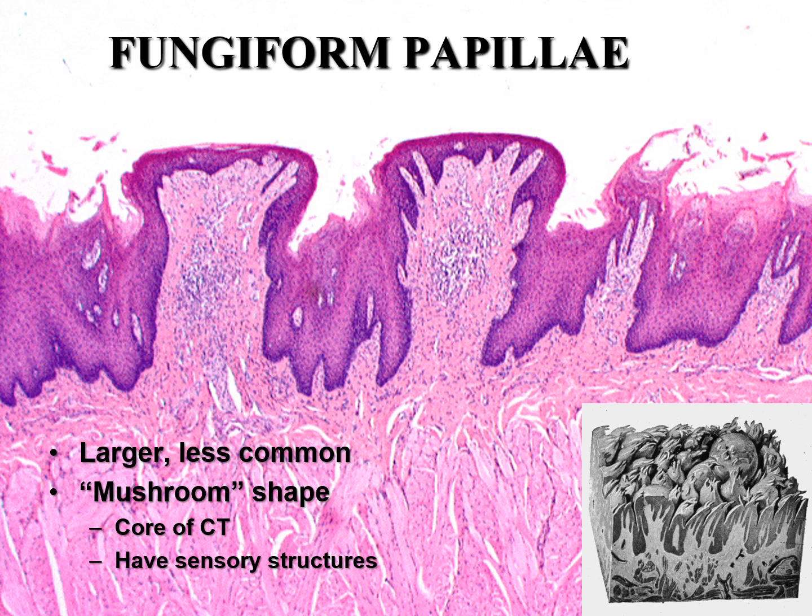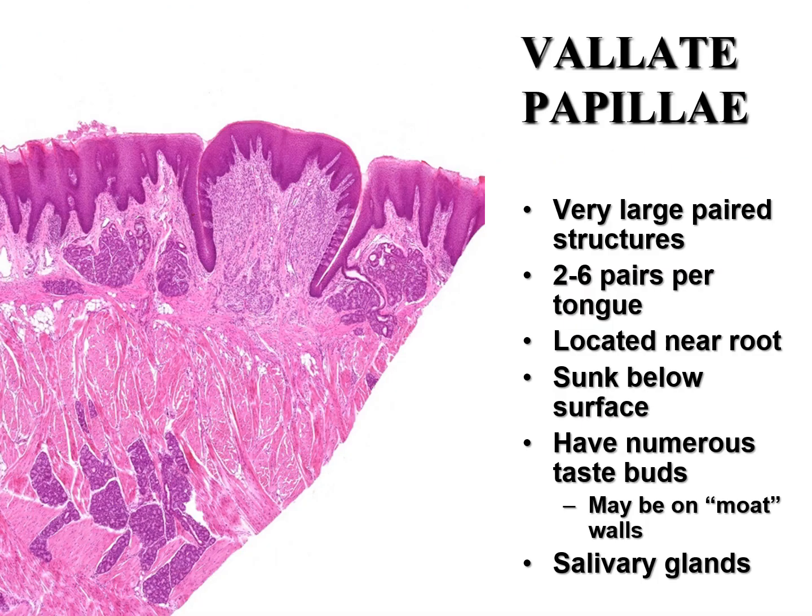The second type we have is the fungiform papillae, and usually they are large, and their shape is almost like a mushroom, so that's why they call it fungiform, and usually they are elevated above the surface of the tongue. As you can see here, we have the epithelium, which is the thin keratinized stratified squamous epithelium. At the center, at the core of these papillae, we have the connective tissue. As I said, they have the sensory structure, which is the taste bud.